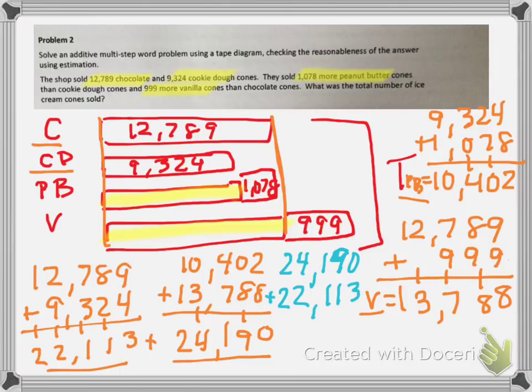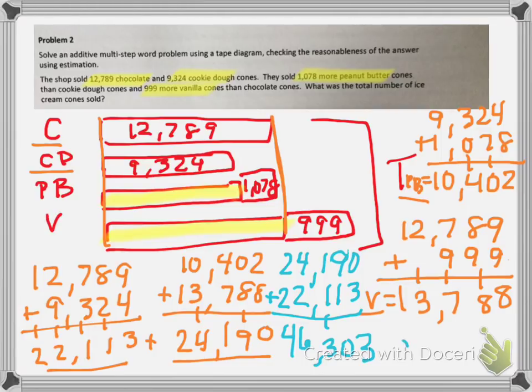22,113. Okay, this is a 9, so let's just erase that and make sure we can read that as a 9. Okay, 0 plus 3 is 3. 9 plus 1 is 10. 1, 2, 3. 4 plus 2 is 6. 2 plus 2 is 4. So this is our total for all 4 flavors of ice cream.